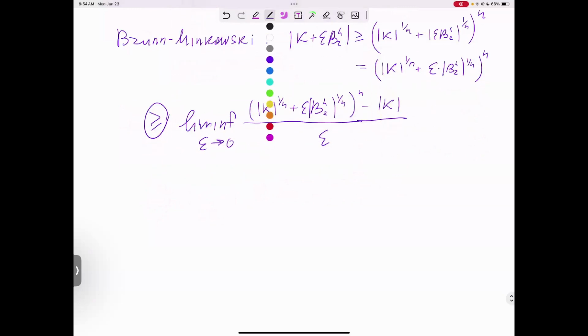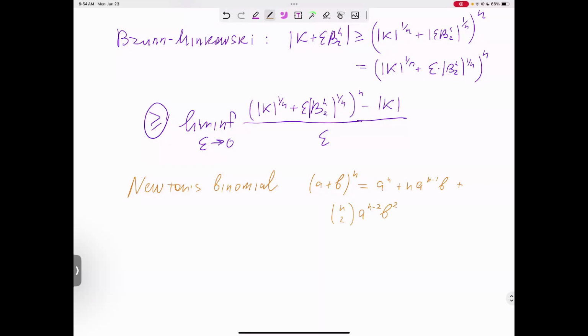Now let's recall very briefly something that's called Newton's binomial. Newton's binomial tells us that if I have (a plus b) to the power n, it is a to the power n plus n a to the power n minus 1 b plus n choose 2 a to the power n minus 2 b squared plus so on. It ends at b to the power n. You guys remember vaguely Newton's binomial, right?